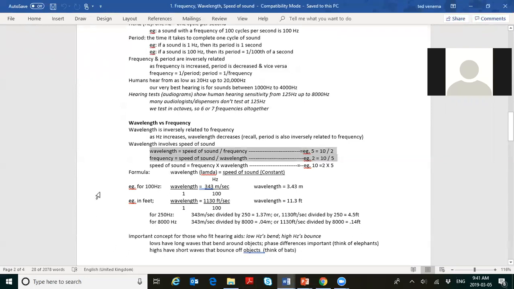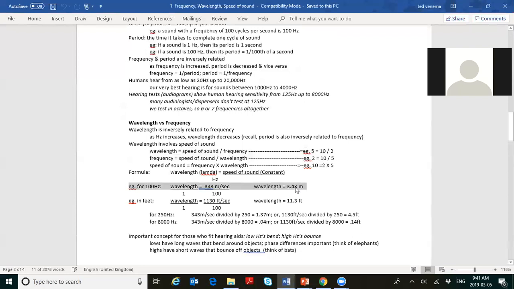So let's look at 100 hertz. We want to find out what its wavelength is. You know what the frequency is, it's 100 hertz. So wavelength equals the speed of sound divided by the frequency. Speed of sound is 343 meters per second divided by 100, 3.43 meters. That's how long 100 hertz is.